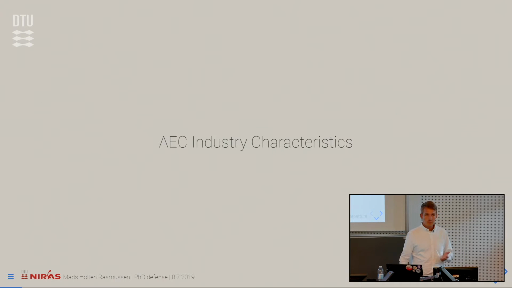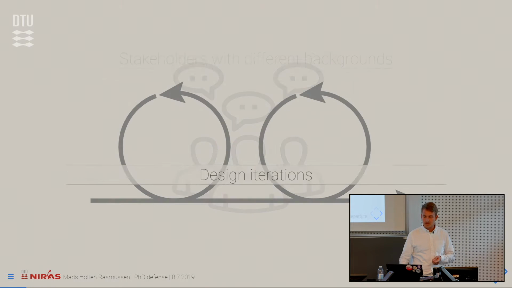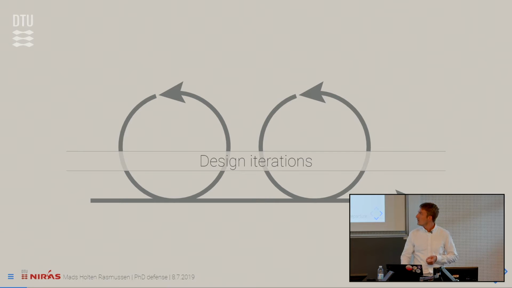Okay, so first some characteristics about our industry. We work in an industry with many different stakeholders with different backgrounds. The building client, the building owner, the architect, and the technical designers, engineers. We have many design iterations. The client's requirements change, and then the design needs to adapt to that.